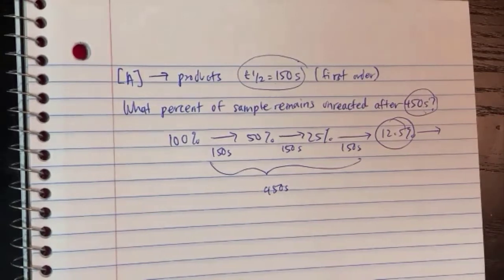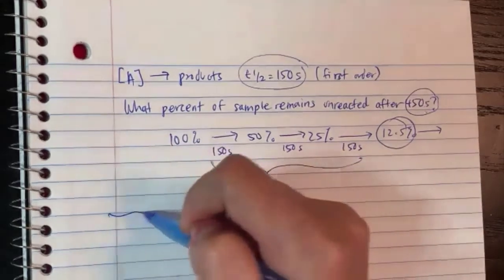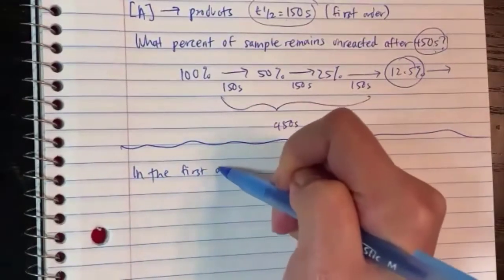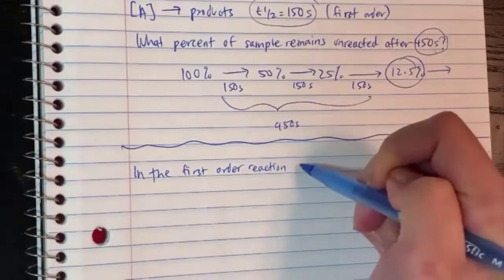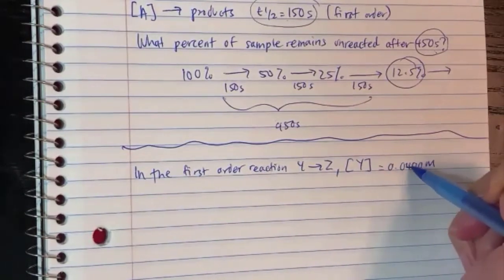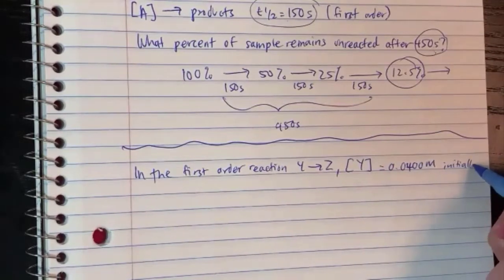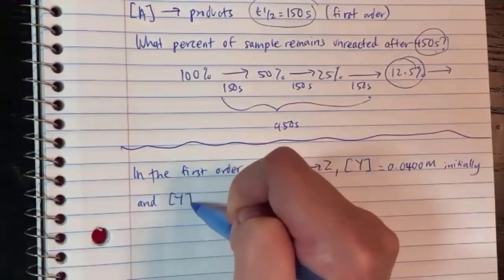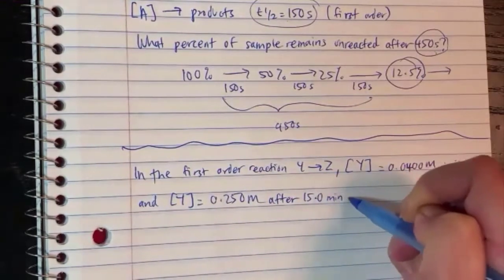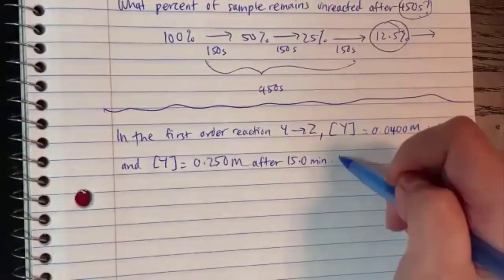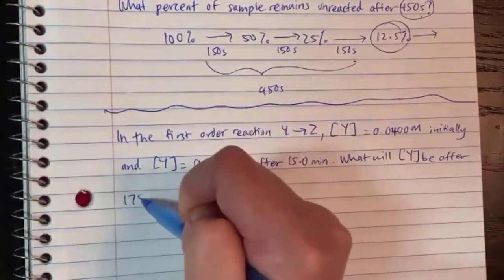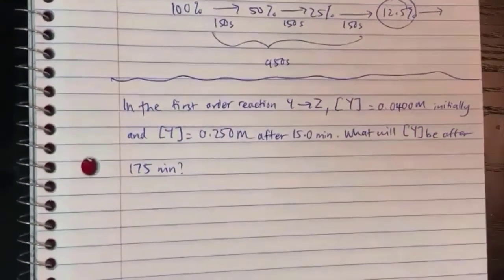Okay? So I'm going to write another question here. This one here will require us to use our integrated rate law twice. So here's an example. In the first order reaction of Y going to Z, Y is 0.0400 molarity initially. And Y equals 0.250 molarity after 15 minutes. What will Y be after 175 minutes? All right, I'll let you guys write this.